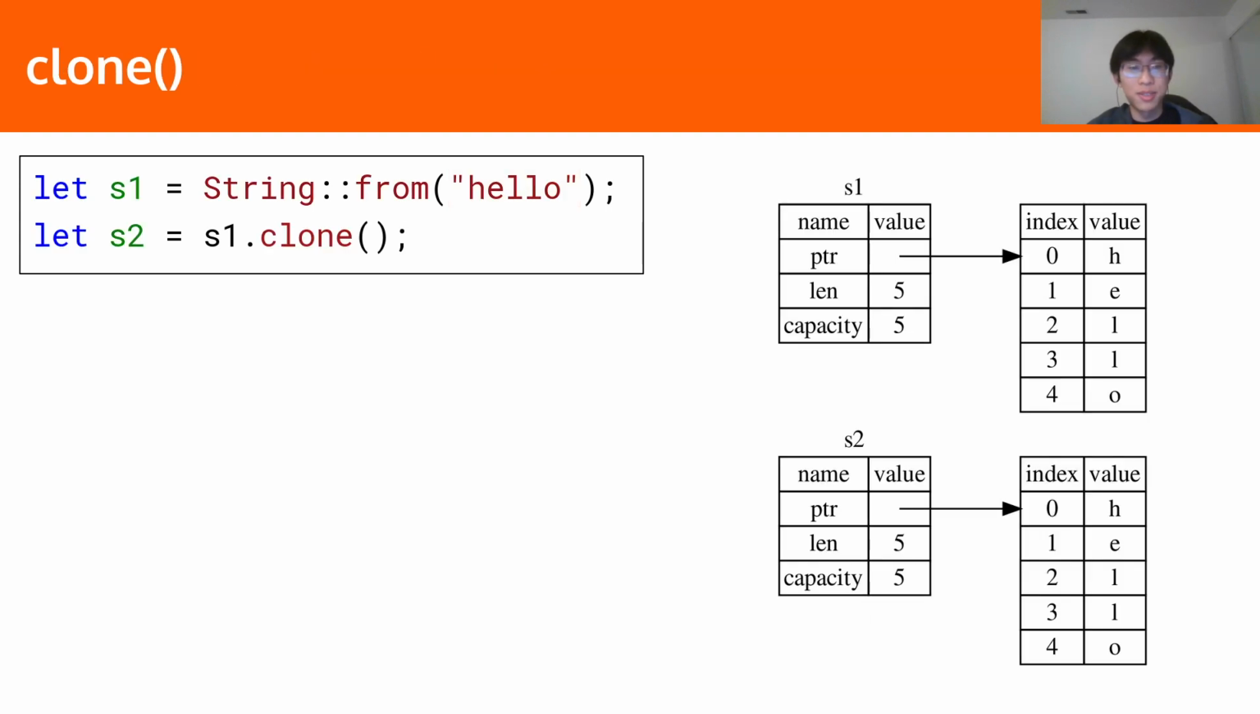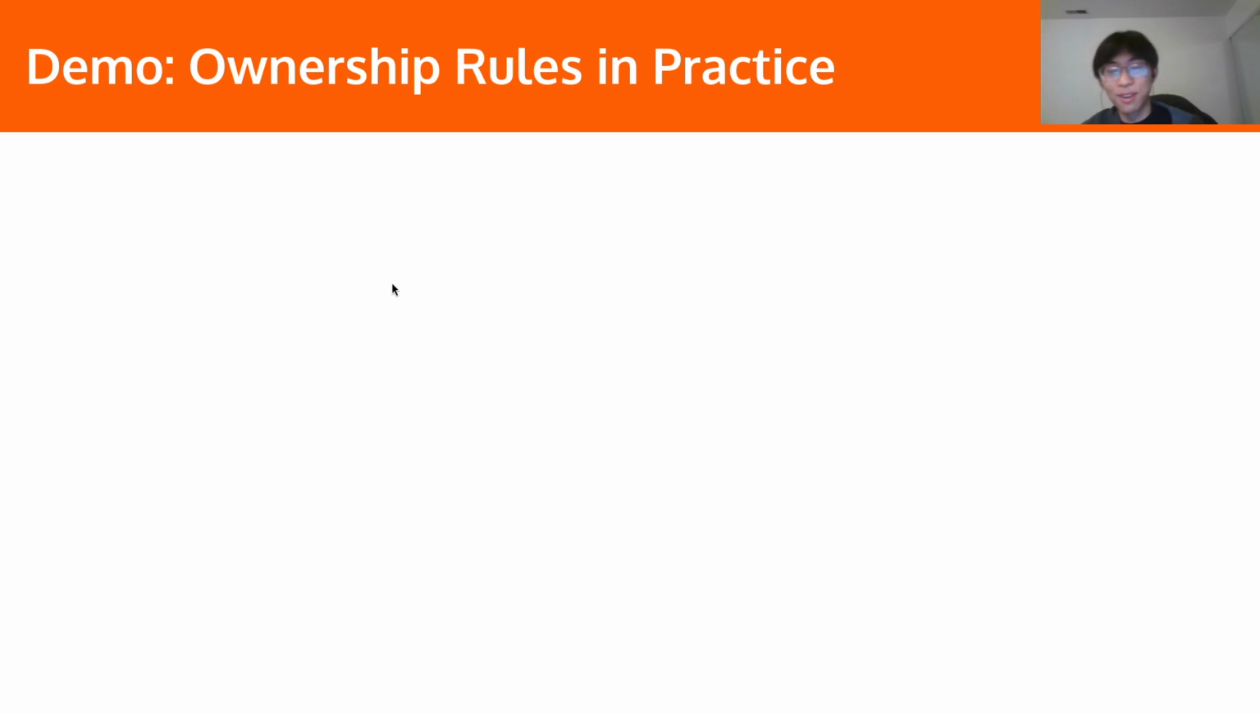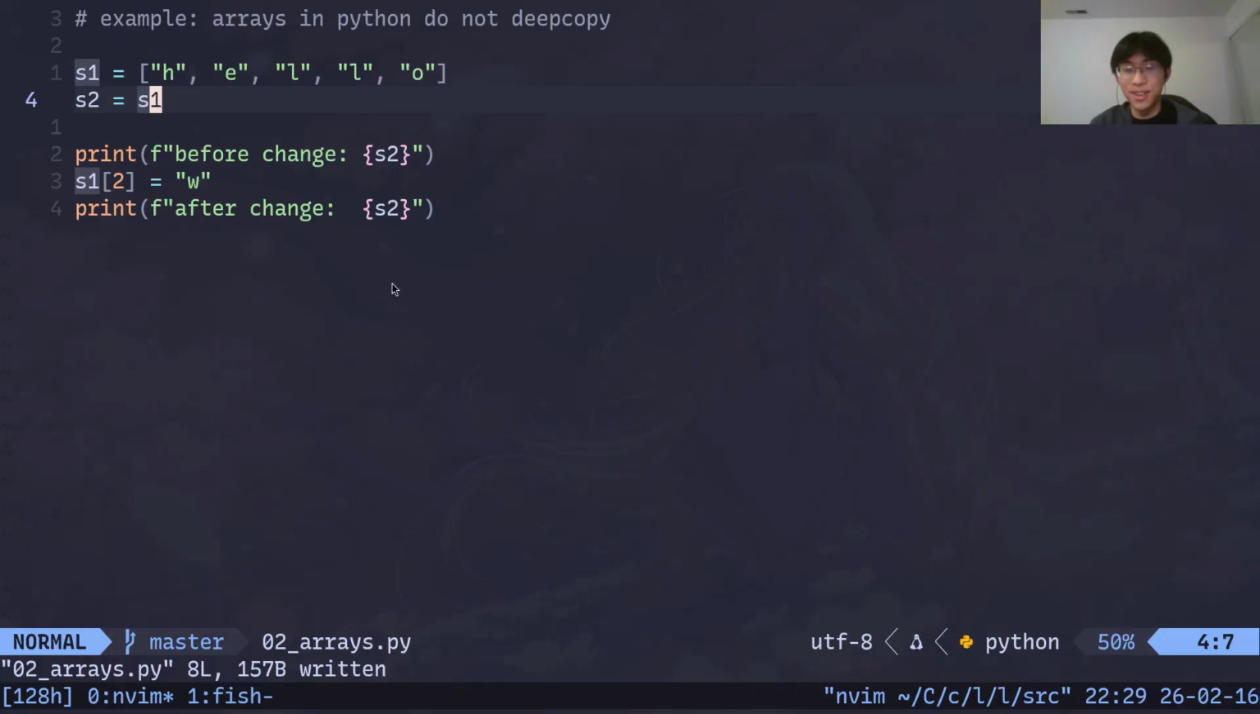So if we think back some time ago, what if we did want to do a deep copy? We can explicitly do a deep copy by using the clone function. So yeah, that's pretty much it. And now we'll go over a small demo of these ownership rules with more examples.